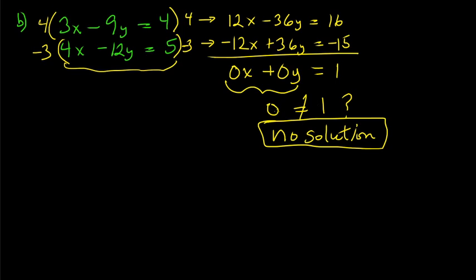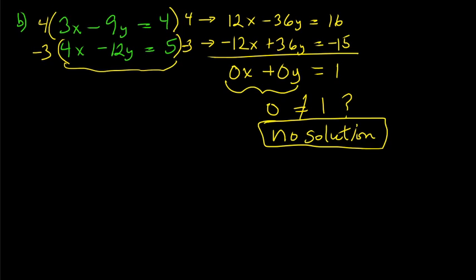So when you get two numbers that are not equal, and it doesn't have to be 0 and 1, it could be negative 8 and 17, these numbers are not equal. That also tells you that there would be no solution to that problem.